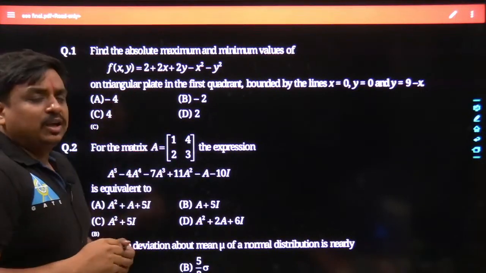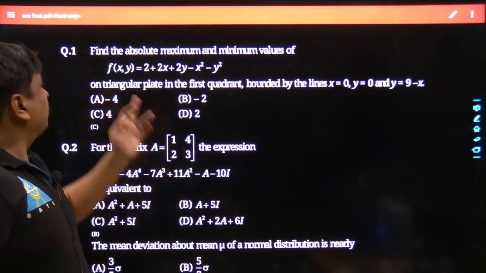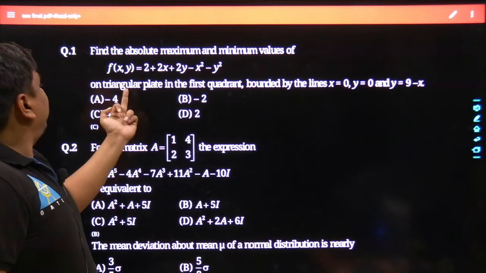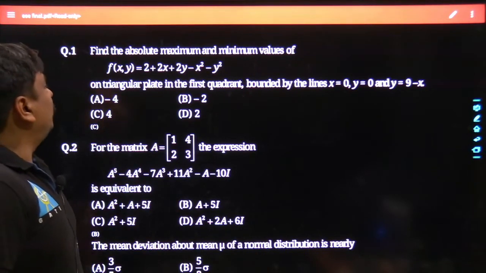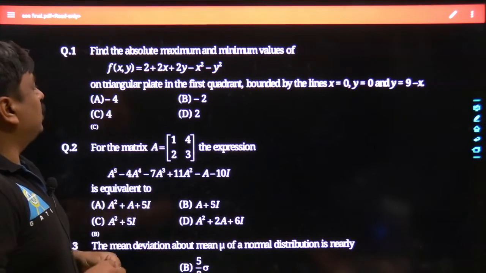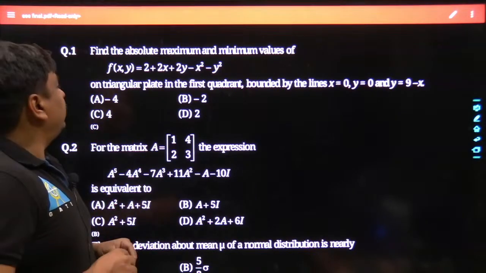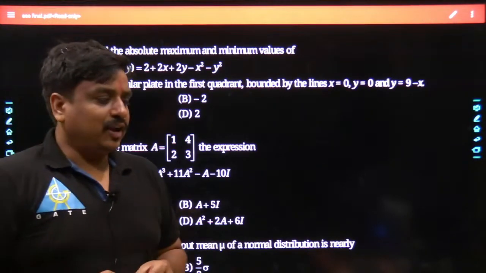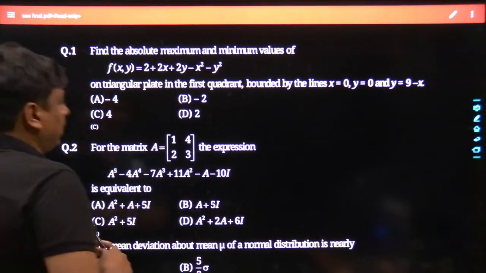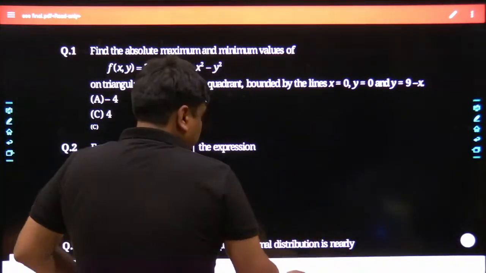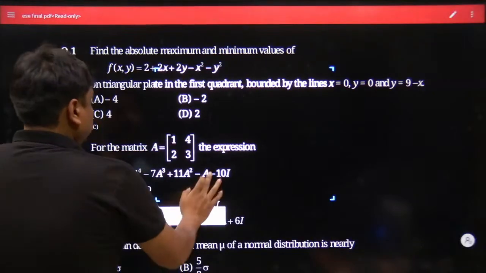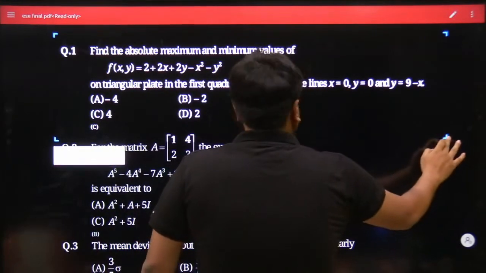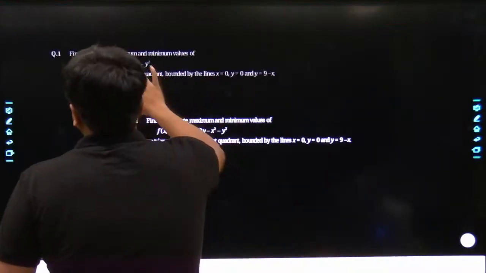Anyways, let me read the problem carefully and then we'll try to smash this problem out. What the problem states: find the absolute maximum and minimum values of f(x,y) = -2 + 2x + 2y - x² - y² on the triangular plate in the first quadrant bounded by the lines x = 0, y = 0, y = 9 - x. So what I would be doing at the very beginning, I would be taking its screenshot and will be bringing it to the working board. So here goes the problem.